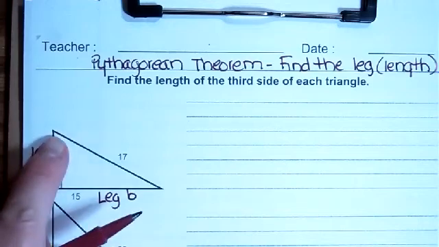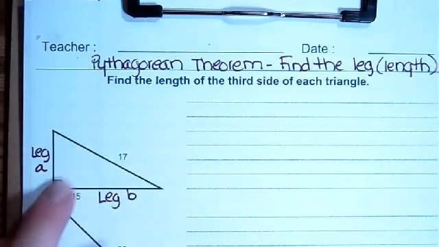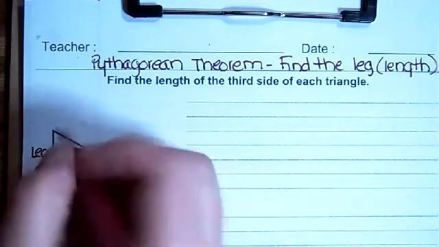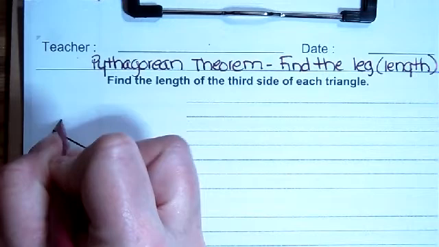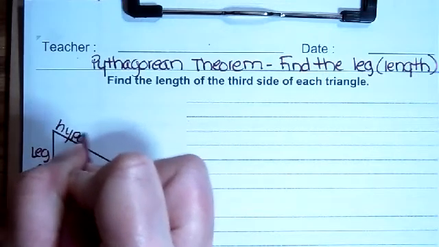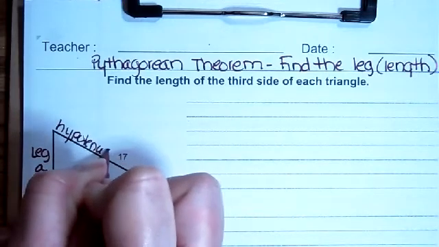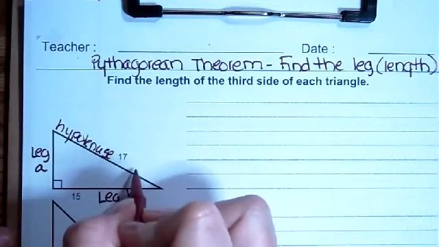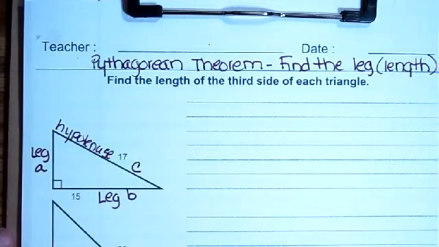Now, this other third side that's always opposite the right angle, remember we called that the hypotenuse. And we said we call that side C, okay? Because it's just easier to say C than to say hypotenuse, okay?